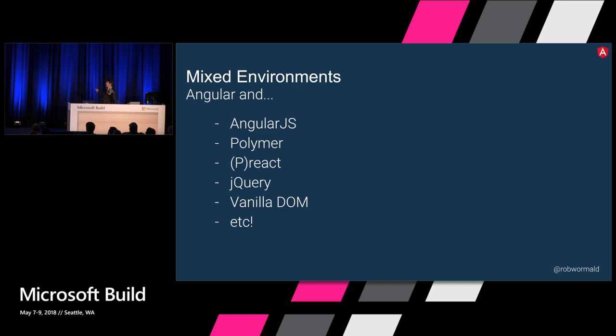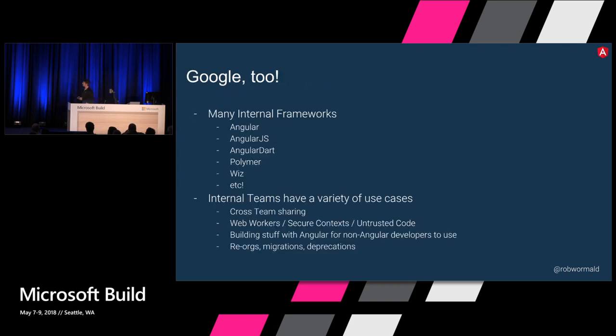And so we talked to a lot of teams who are doing this, right? They have a lot of different technologies, and they want to stop rewriting the same date picker every time they change frameworks. And we have this problem at Google, right? Google has half a dozen internal frameworks.